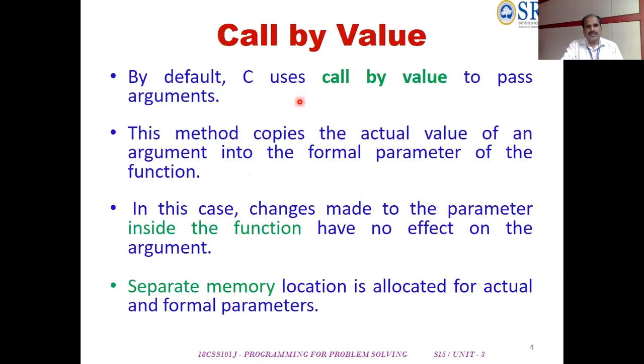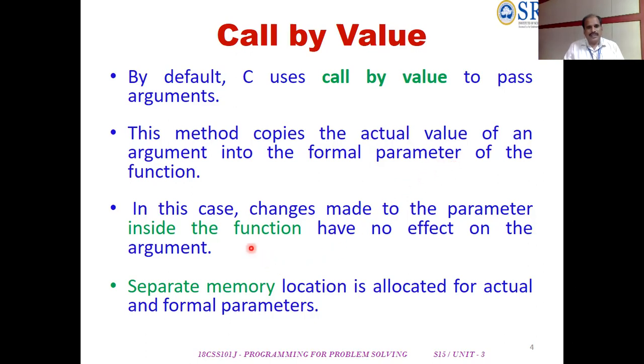First we will discuss call by value. By default, C uses call by value to pass the argument from the calling function to the called function. In this method, first it makes a copy. A copied value is passed from the actual argument to the formal argument, that is, the formal parameter.